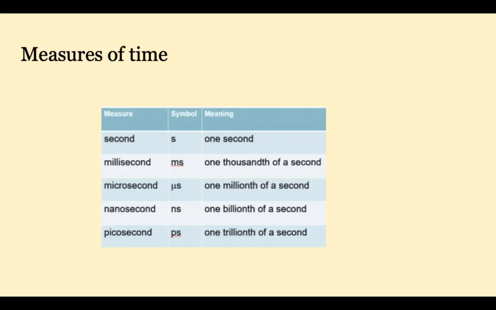Here are some common measures of time. In everyday life, we're familiar with seconds. A thousandth of a second is called a millisecond. A millionth is called a microsecond. A billionth is called a nanosecond. And a trillionth is called a picosecond.